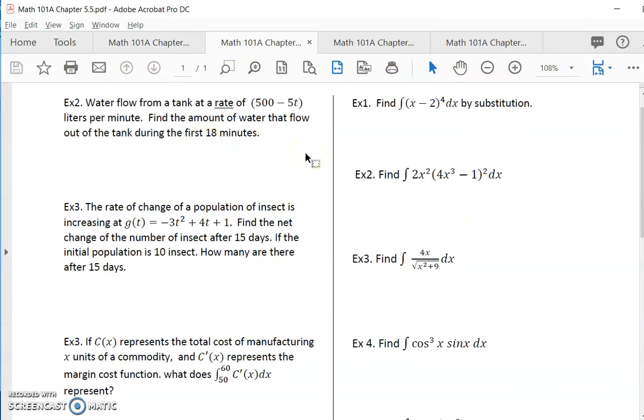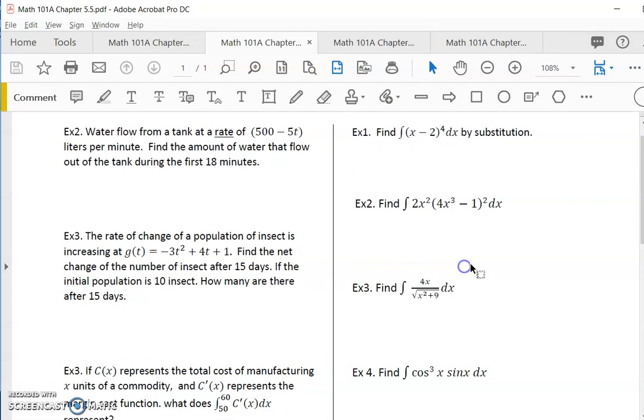All of them involve finding net change, but you have to look for the rate. If you know the rate, you can find net change. This example is water flowing out of a tank, and the rate of change is 500 minus 5t liters per minute. So as time goes on, the rate decreases. Find the amount of water that flows out of the tank during the first 10 minutes. We just want to know how much flows out.